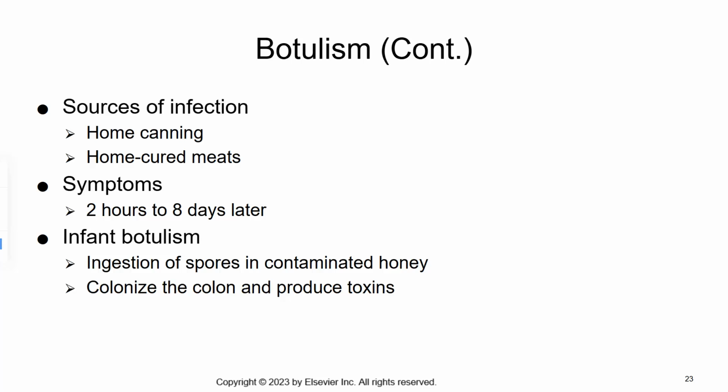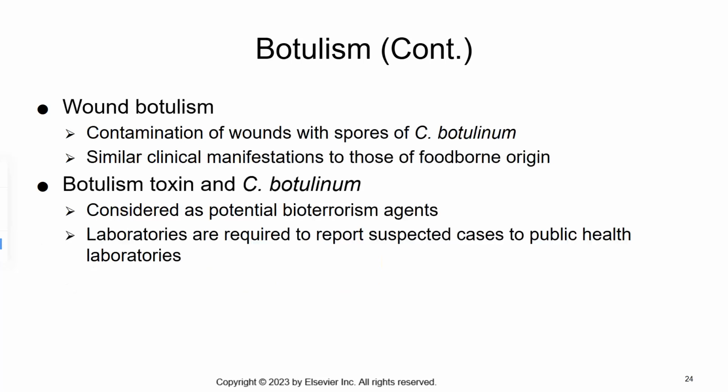Infant botulism: ingestion of spores in contaminated honey. This is why they say you should never feed your child honey unless or until they reach a year of age or older. The spores colonize the colon and produce toxins. Wound botulism: contamination of wounds with spores of C. botulinum. Similar clinical manifestations to those in the foodborne origin. Botulism toxin and C. botulinum are considered as potential bioterrorism agents. Laboratories are required to report suspected cases to public health laboratories.